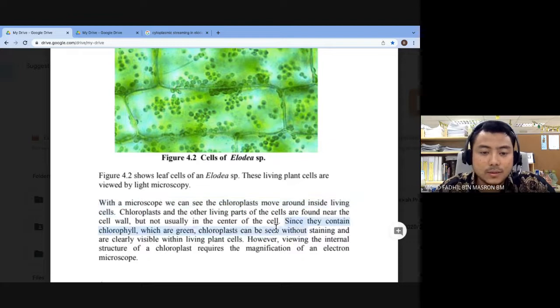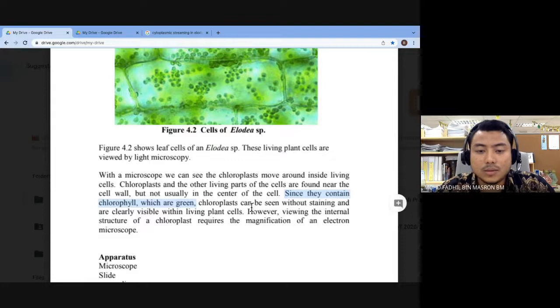Since they contain chlorophyll, which is green, chloroplasts can be seen without staining and are clearly visible within living plant cells. Okay, so it says here: since they contain chlorophyll, chlorophyll is the name of the pigment that absorbs light, that does photosynthesis. This pigment, which is colored green, is found in the chloroplast. So inside this chloroplast organelle there is a pigment called chlorophyll, which is green.